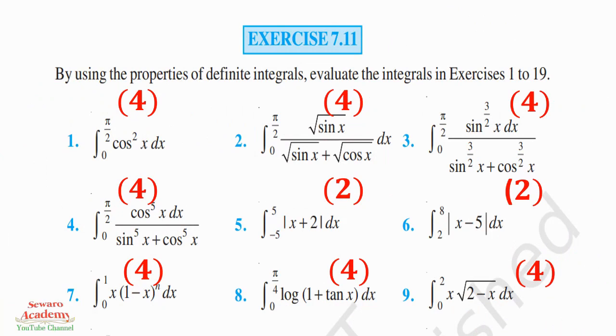From exercise 7.11, altogether there are almost 18 or 19 questions. I have listed here which property is used. Except question number 5 and 6, in all the questions from 1 to 9, property number 4 is used. Questions 1, 2, 3 and 4 are of the same type, and we do them in the same way. Questions 5 and 6 are of similar type, and questions 7, 8 and 9 are also the same type. So I am doing question number 2, question number 5 and question number 7 in this video.